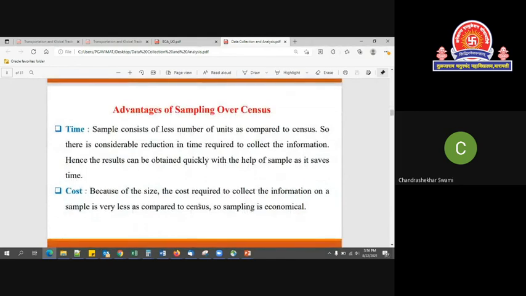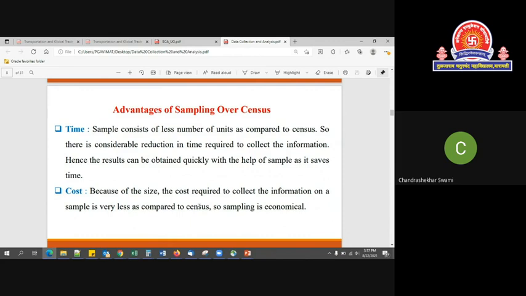Just now I have discussed two methods of getting information from the population. One is the census method, another is the sampling method. What is meant by the census method? In the census method, each and every individual is studied, all the information of each individual is collected, and such a method of collecting information is called the census method.